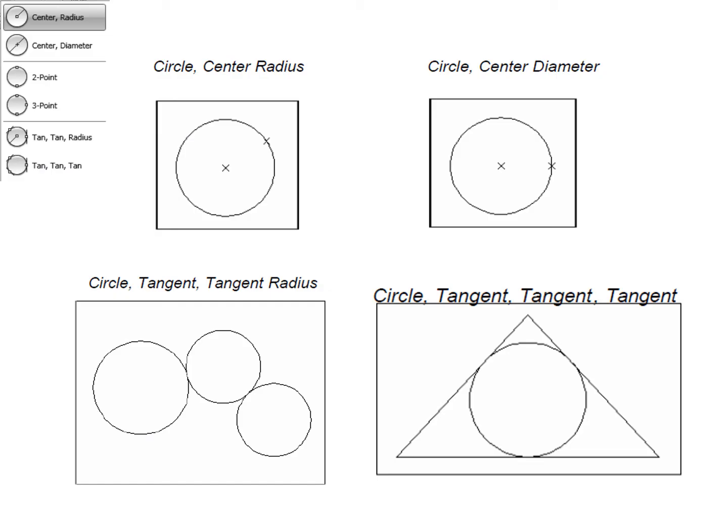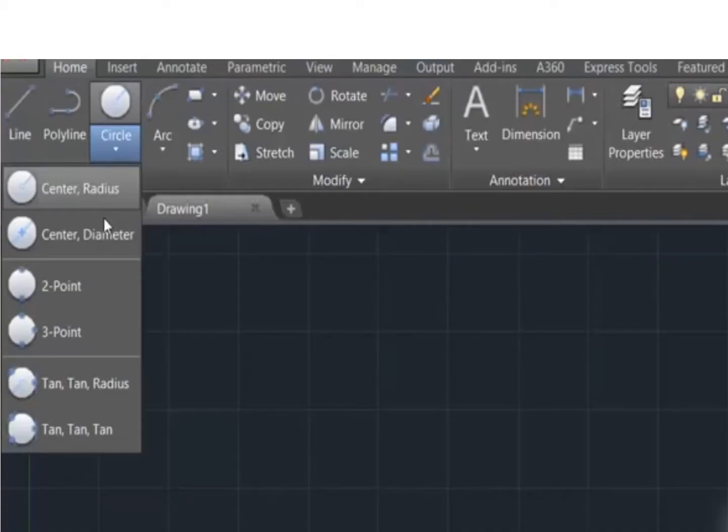These are the different options and examples based on different options available under the circle command. Circle with center and radius, circle with center and diameter, circle with tangent, tangent and radius, circle with tangent, tangent and tangent. These are the different options available under the circle. You can find them here on the screen.